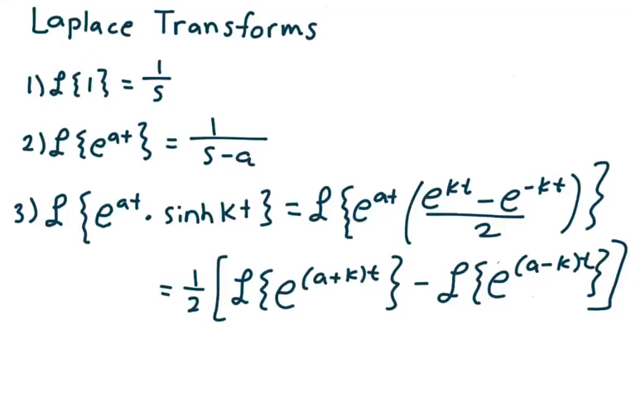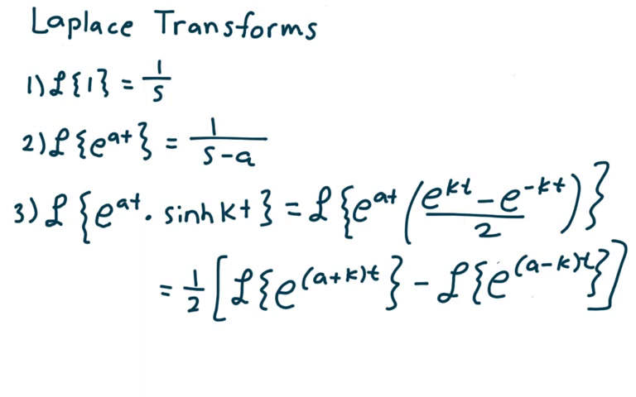This is a video on Laplace transforms. Number 1, the Laplace transform of 1 is equal to 1 over s. Number 2, the Laplace transform of e to the at is equal to 1 over s minus a. Now, we're going to use formula 2 to derive formula 3.